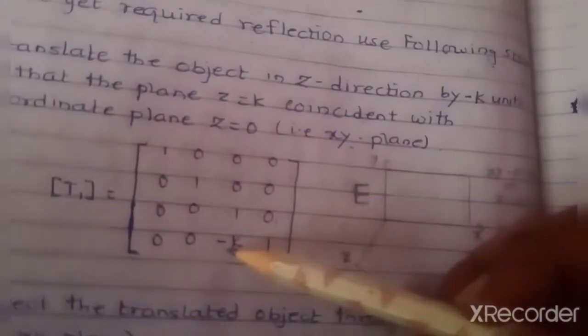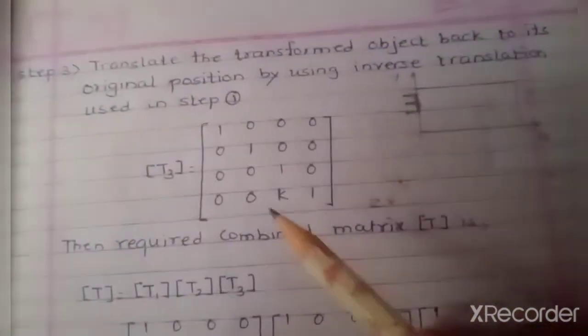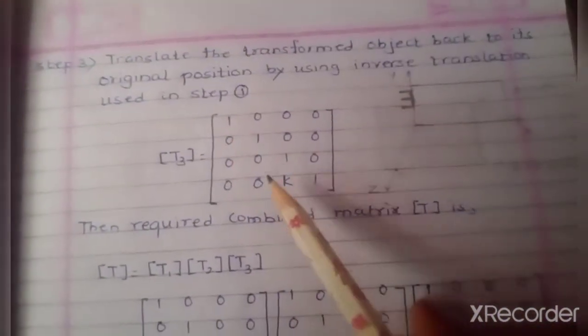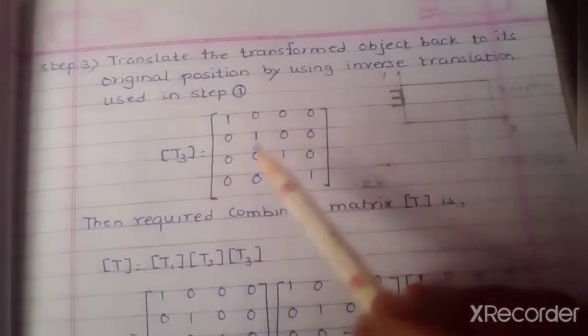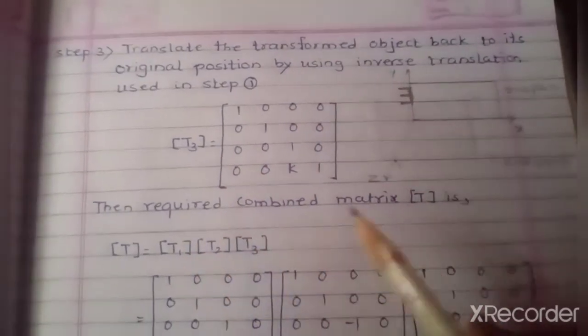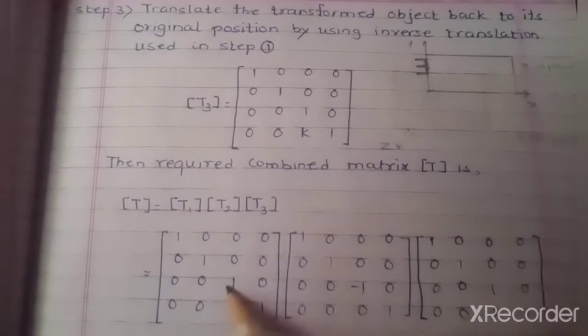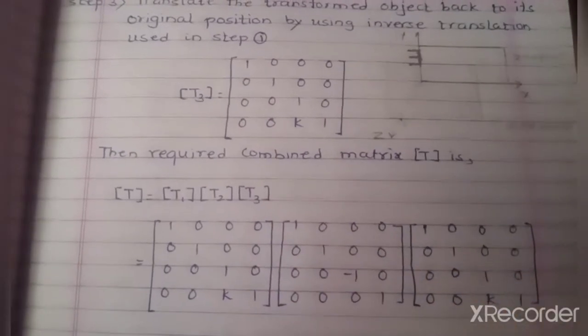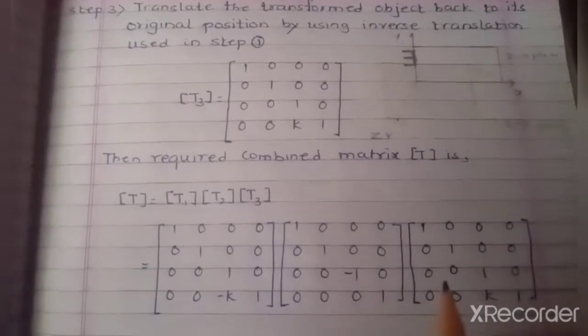Here is a minus k, we have only done the changes. Here is a plus k in our T3 matrix. So this entry is k, all diagonal entries are 1, off-diagonal entries are 0. And the required combined matrix T, we write down T which is equal to T1, T2, T3. Put these matrices sequentially. So here is a minus k.